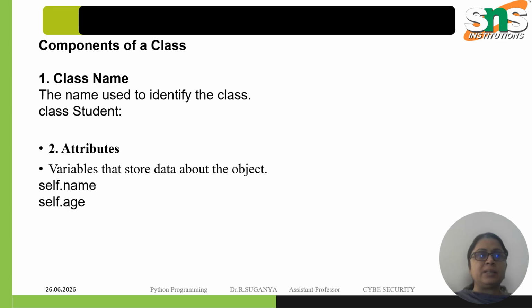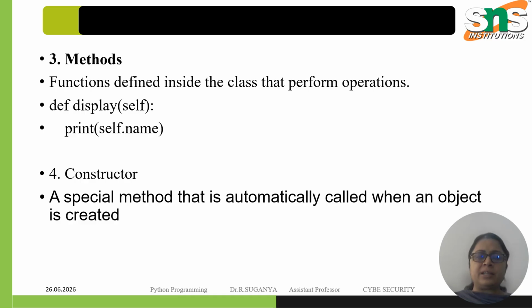Next are the components of a class. The name is used to identify the class. Attributes are the variables that store data about the object. Methods are the functions defined inside the class that perform operations. A constructor is a special method that is automatically called when an object is created.